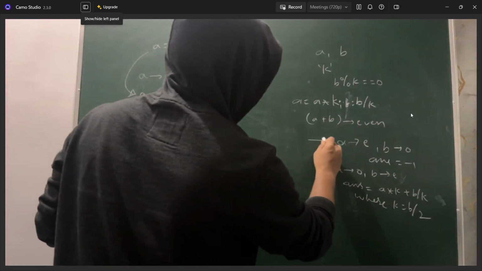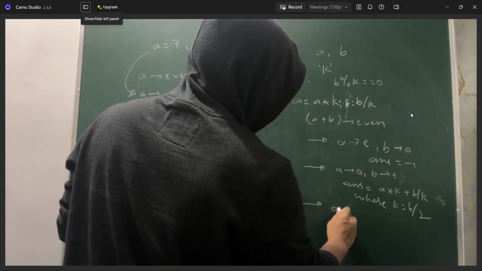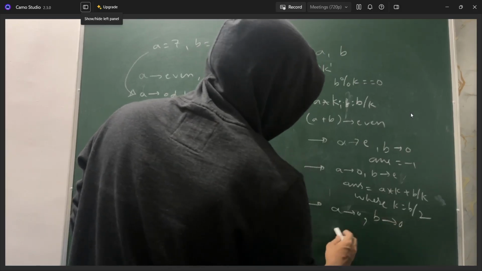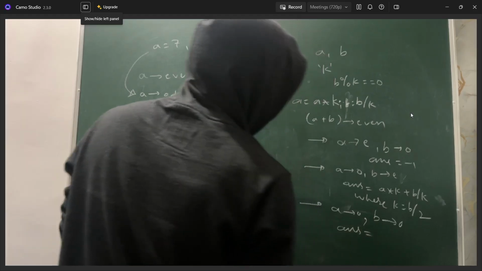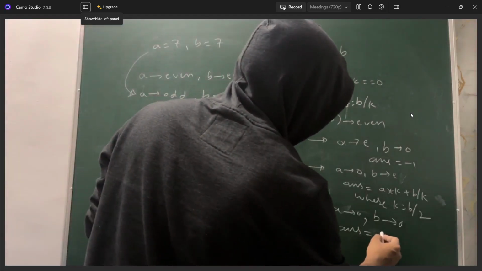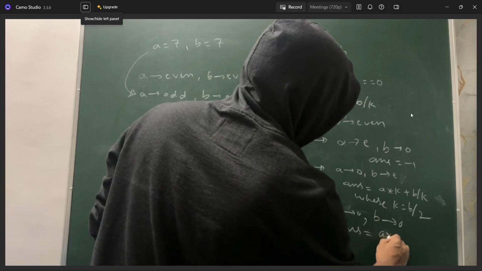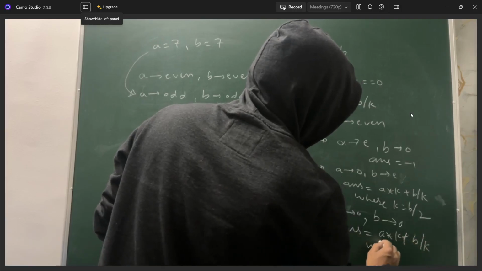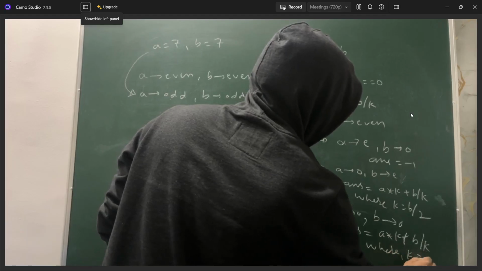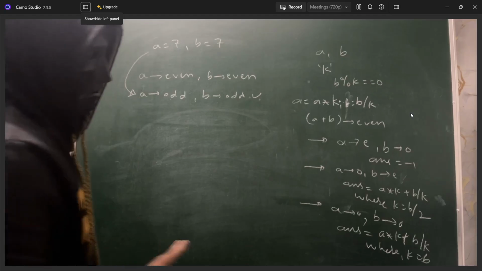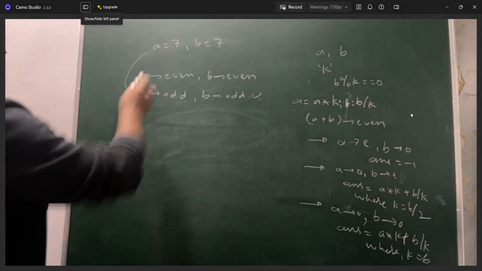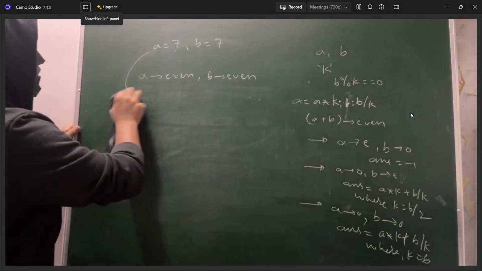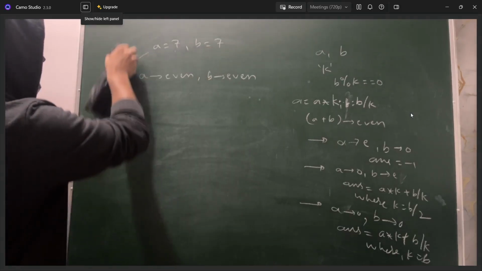So if I want to generalize this, this was one of the cases, this was the second case, and now the third case: if a is odd and b is also odd, then your answer will be a into k plus b by k, where k equals b. So this is the third case. You can try with this example also. When a is 7 and b is 7, you will get the answer as 50, because 7 into 7 is 49 plus 1, which is 50.